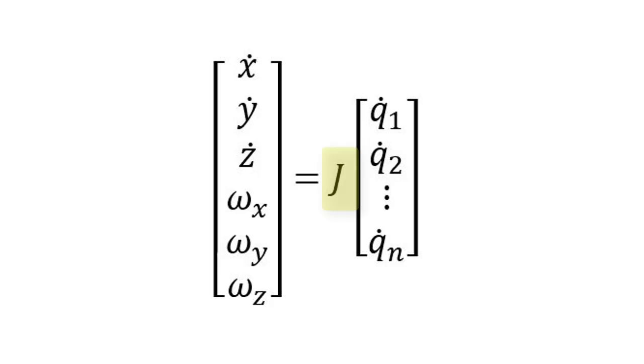Okay, the only part of this equation we haven't yet looked at is the actual Jacobian matrix itself, represented by this capital letter J. If we can find this matrix, we will know how the end-effector velocities are related to the joint velocities, and that's our main goal here. So in the next video, we'll look at how to find this Jacobian matrix.